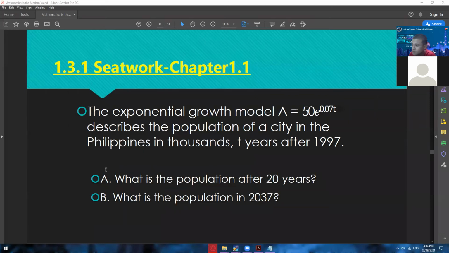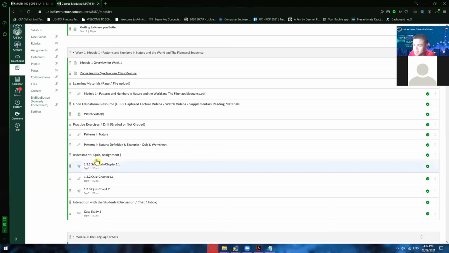Sir, when is the seat work due po? The due date will be on September 9th. Okay, so you can see it right here. September 9, September 9, September 9. So you have a total of 4 activities actually, which will be due on September 9. So you guys have exactly 1 week to finish all of them. But don't you guys worry, all of them are super easy, super simple. It will only take you maybe less than 30 minutes and then you're already done.